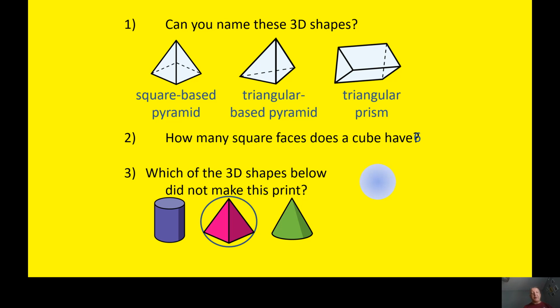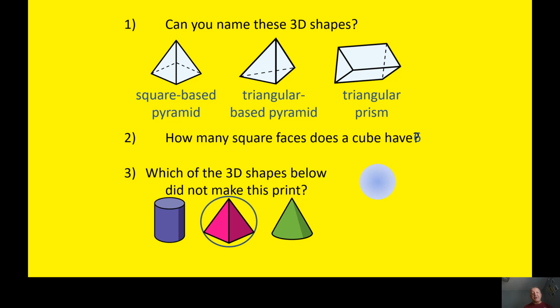Okay, so the first one, a square-based pyramid. You can see it's a pyramid and you can see at the bottom it has a square. The next one, however, has at the bottom a triangle. So it's a triangular-based pyramid. And then the final one is a prism and it is a triangular prism. A cube has 6 faces.